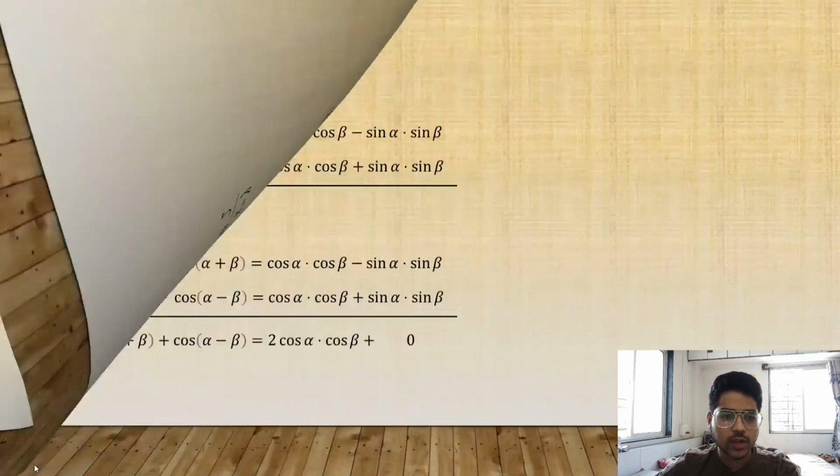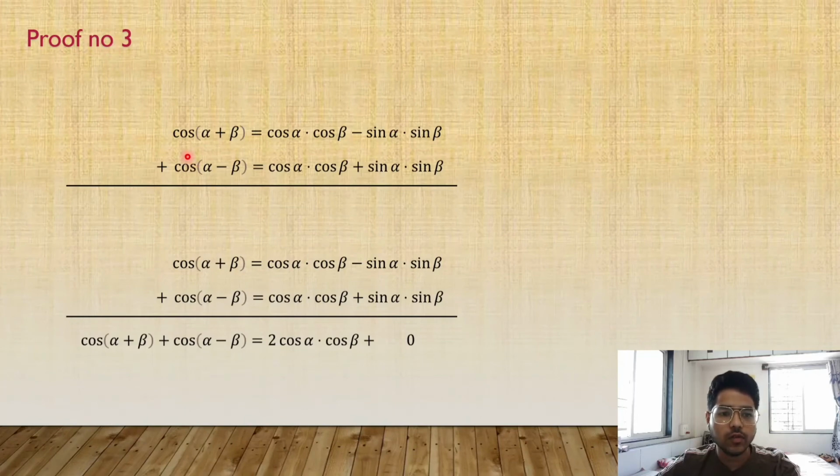Now moving to the next slide, we are having proof number 3 of cos and cos. So cos of alpha plus beta is equal to cos of alpha into cos of beta minus sine of alpha into sine of beta. So we'll be adding with cos of alpha minus beta, we'll be getting cos of alpha into cos of beta plus sine of alpha into sine of beta. For cos of alpha minus beta, we have studied before in lecture number 2 or 3.